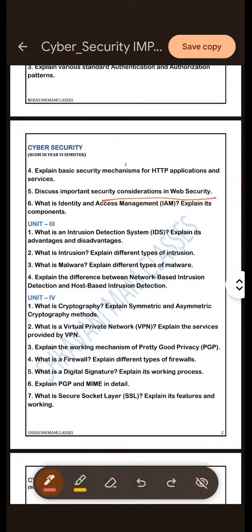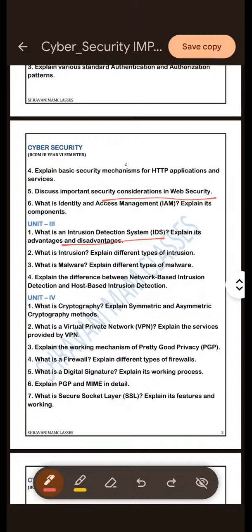So this concept you have to go through. Okay, and this is the second unit. Now we'll move to the third unit. Okay, see the third unit, what is intrusion. In the third unit, we have what is an intrusion detection system, IDS.